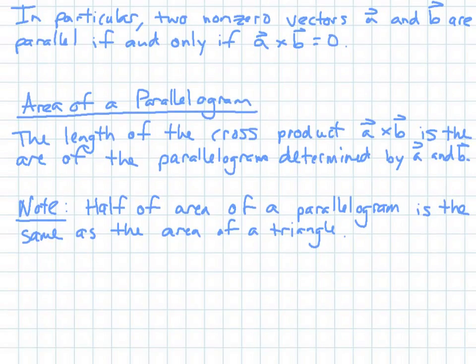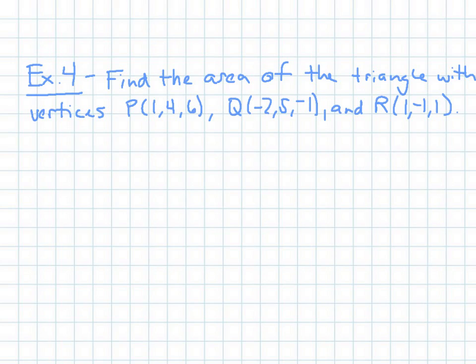So here also another thing is the area of a parallelogram. The length of the cross product is the area of the parallelogram determined by vector A and vector B. Now also note that half the area of a parallelogram is also the same as the area of a triangle in that same plane. Okay? So for this next example, that's kind of what they're asking. They're wanting you to find the area of a triangle with these vertices.